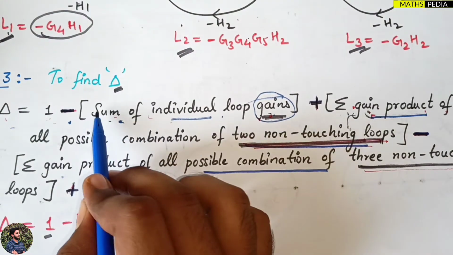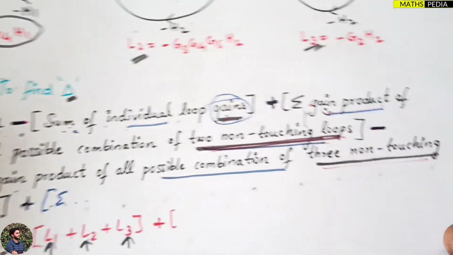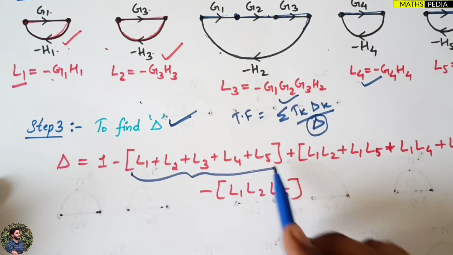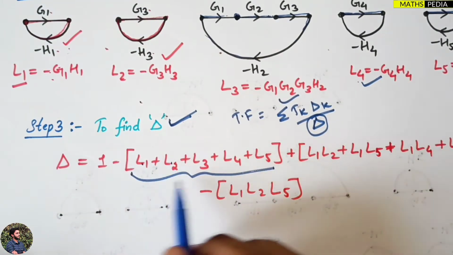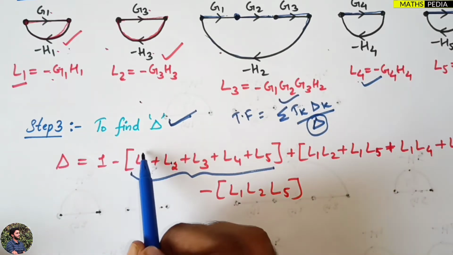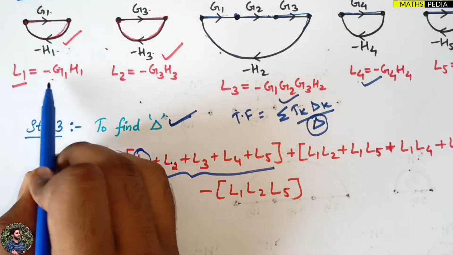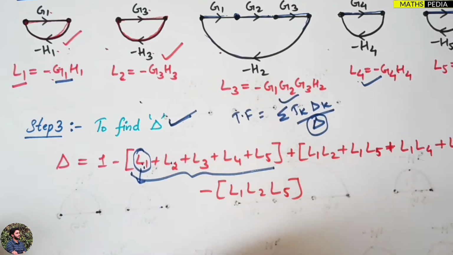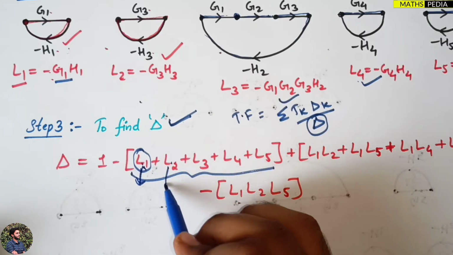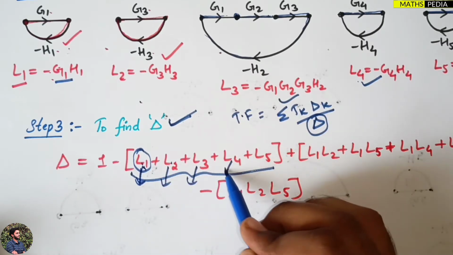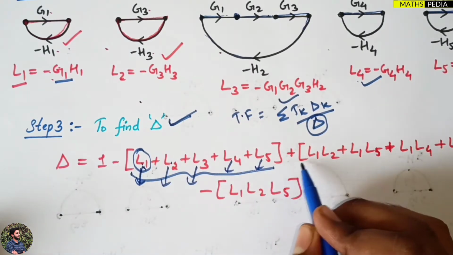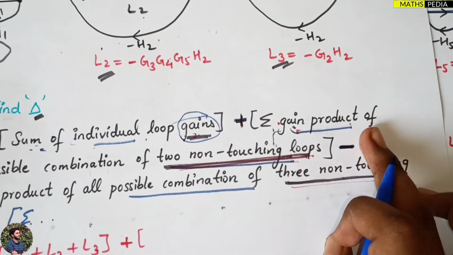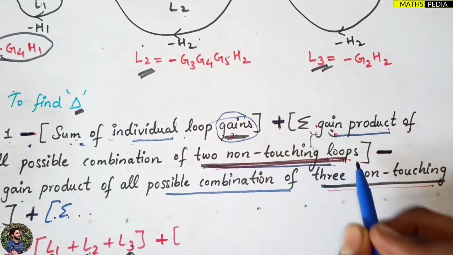Now the first thing, the sum of individual loop gains, you can directly see from this. So 1 minus the sum of individual loop gains, that means L1, L2, and so on. I have 5 loops, I have to add them up. In place of L1 I have to write the gain. Don't write L1 and L2, it should be in terms of gains. So in the next step I will write the gains of L1, L2, L3, L4 and L5, plus the gain product of all possible combinations of 2 non-touching loops.